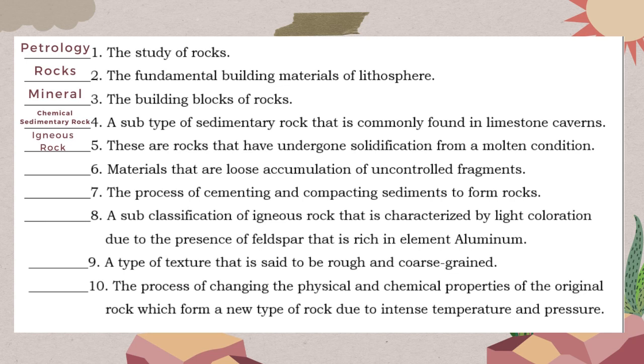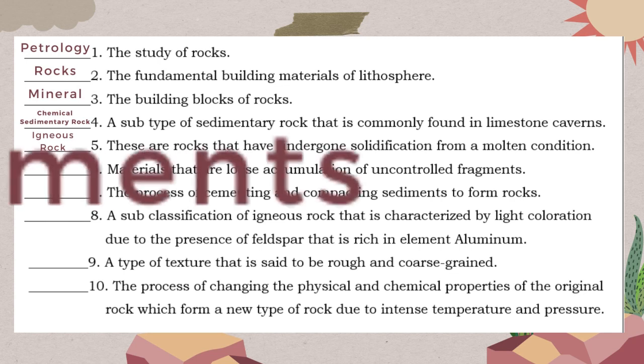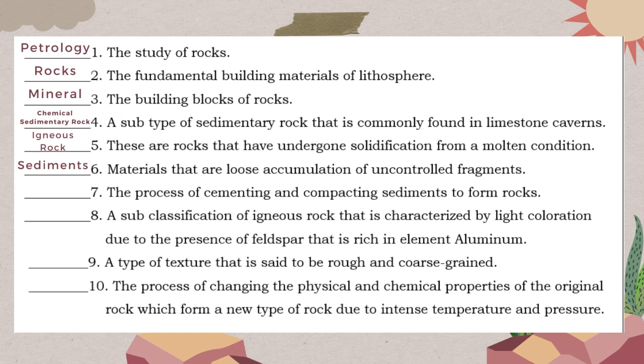Item number 6. Materials that are loose accumulation of unconsolidated fragments. The correct answer is sediments. Item number 7. The process of cementing and compacting sediment to form rocks. The correct answer is lithification.